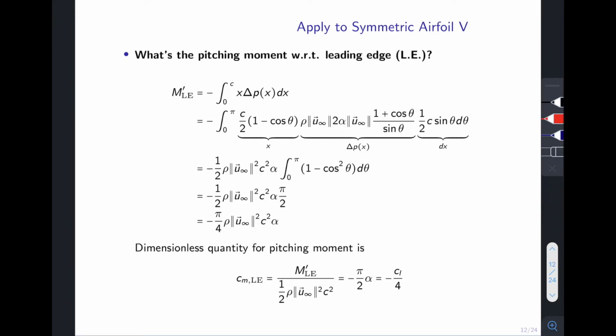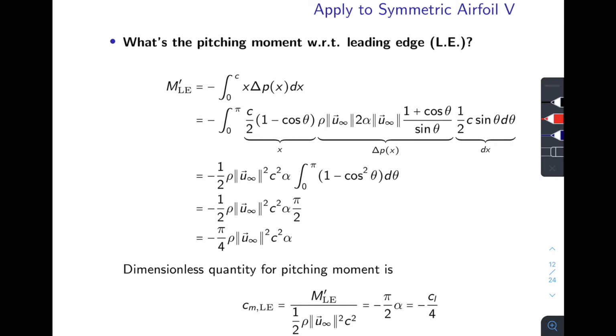Okay, welcome back. So now let's compute the pitching moment with respect to the leading edge. If we compute the pitching moment using the normal forces, basically the pressure difference, the lower pressure is higher than the upper pressure. So you see, this is actually making the airfoil pitch down. So this will be a negative sign over there.